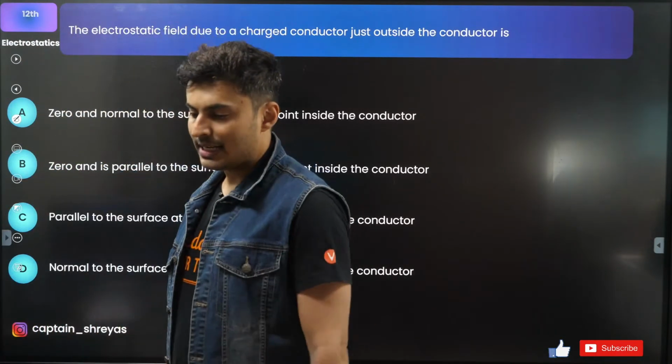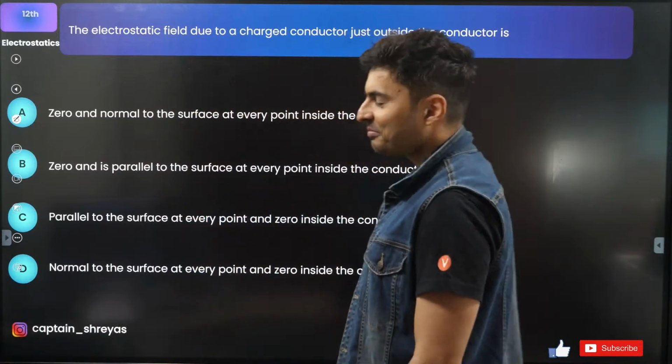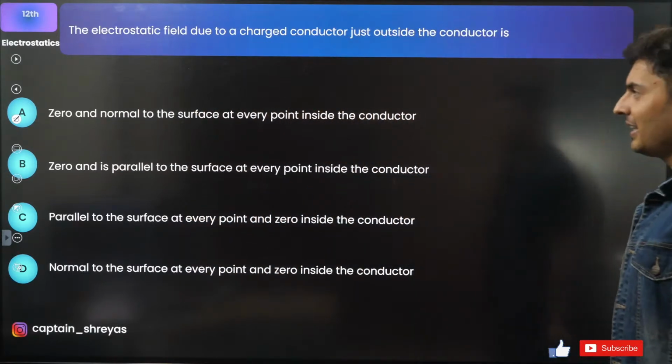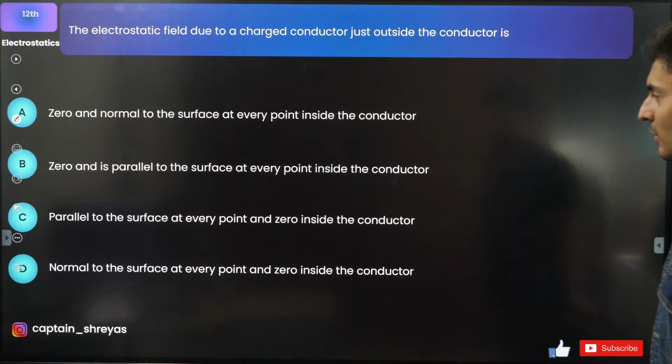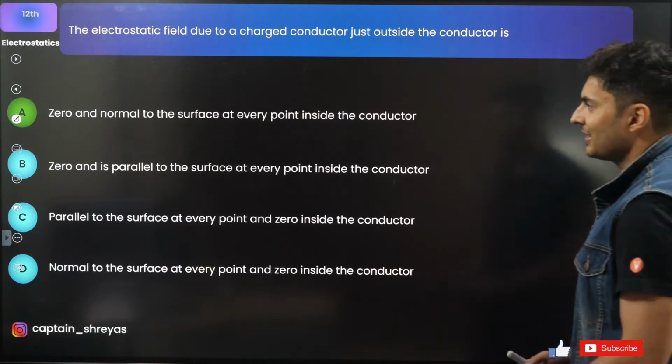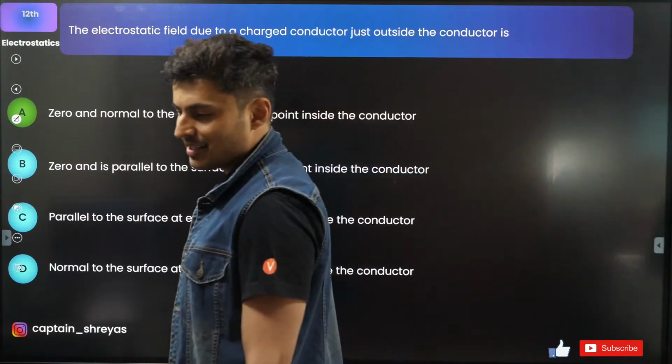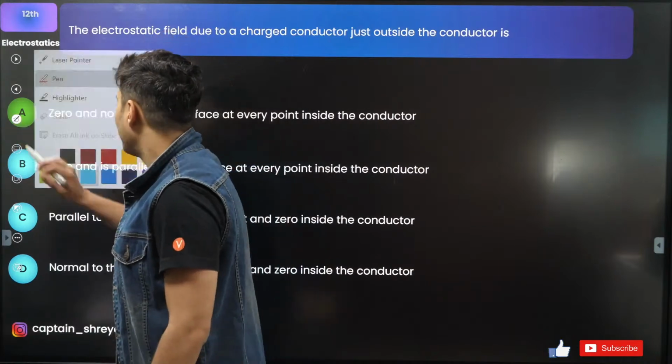Option A, D, C. All right. I have a feeling it is not going to be D. It is going to be A, guys. Yes, it's not going to be D or C. Yep.